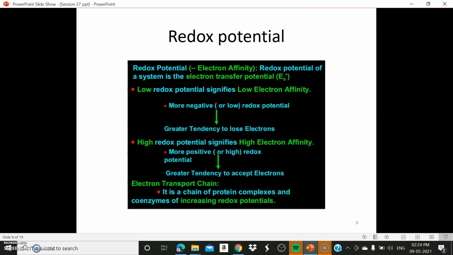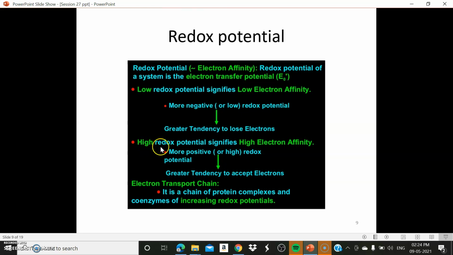Now, to accept an electron, it should have an electron affinity. This is known as the redox potential. The affinity of any species to accept an electron is measured in terms of redox potential, which is represented by E naught dash. See, a low value of redox potential signifies low electron affinity. They will have a more negative value. So, a low redox potential means they will have a greater tendency to lose electrons, because they have low electron affinity.